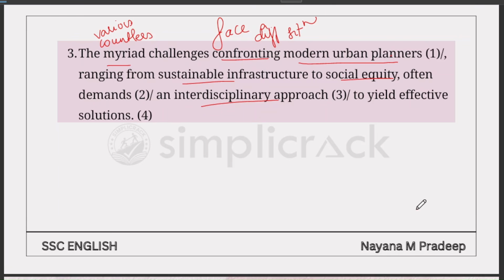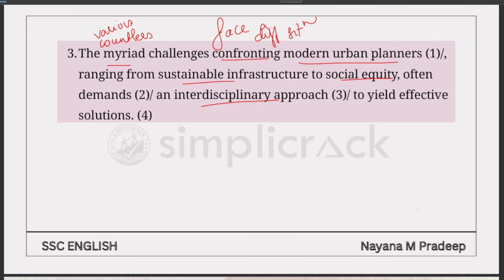Now, what are the challenges that they have to face? They have to check whether their constructions, their buildings, are sustainable, that they are environment friendly, eco-friendly, and they have to check whether it ensures justice to all social classes. So these are some of the challenges that these urban planners have to face. Sustainable infrastructure, social equity, all these are the challenges that modern city planners have to face.